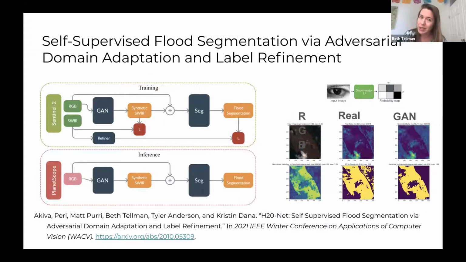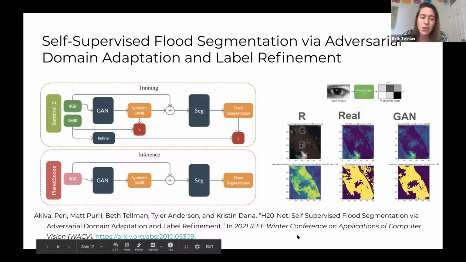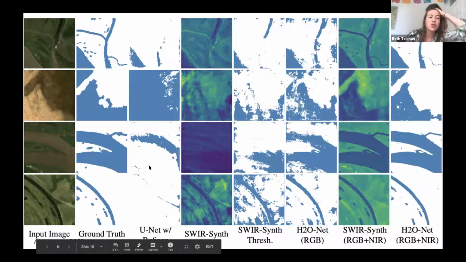But with machine learning, here we're using generative adversarial networks, you can actually create a synthetic SWIR band by training PlanetScope on Sentinel-2 data when those two satellites overpass on the same day, and you can create this fake SWIR band to improve your flood predictions on PlanetScope. So that's what this paper walks through, the experiment and results of this method. And this is kind of a visual of what you can see.